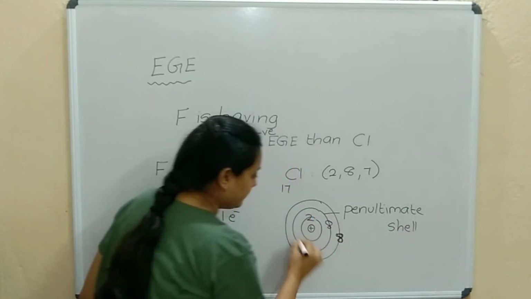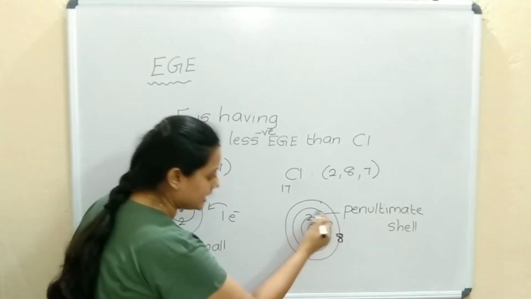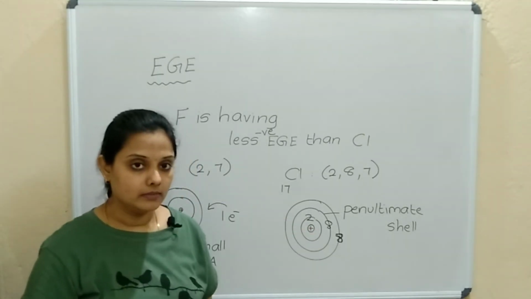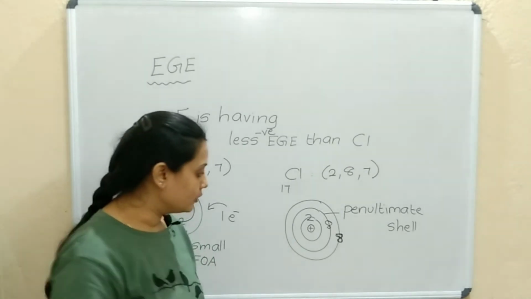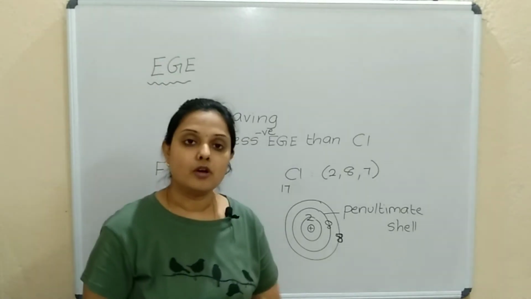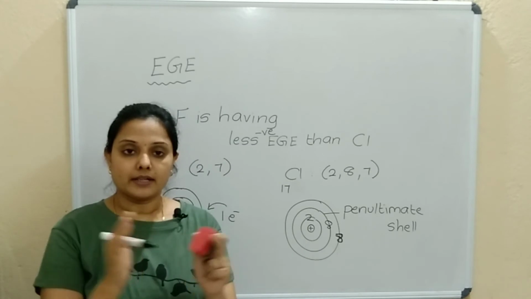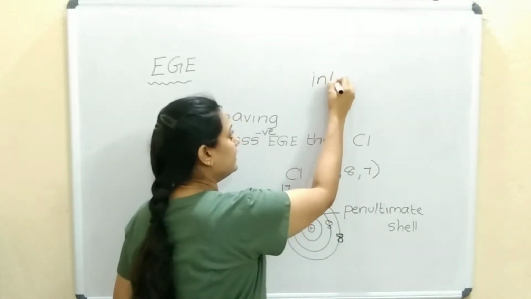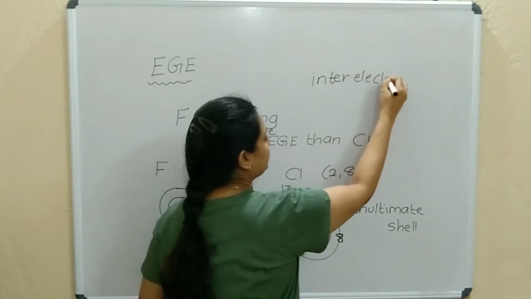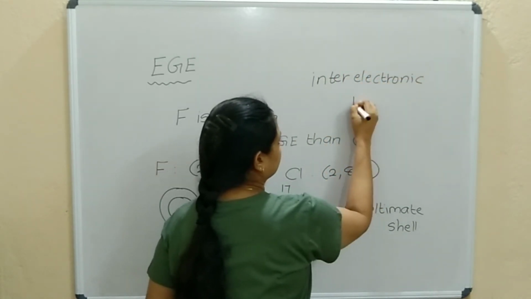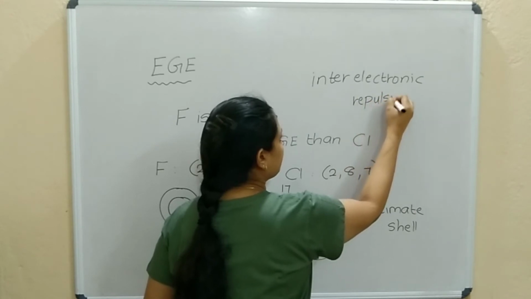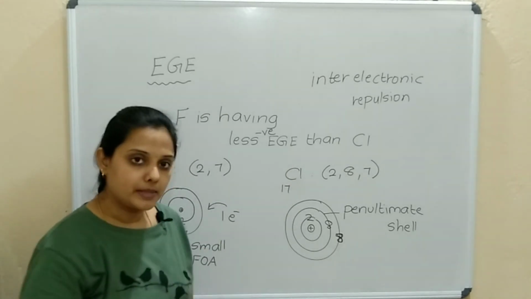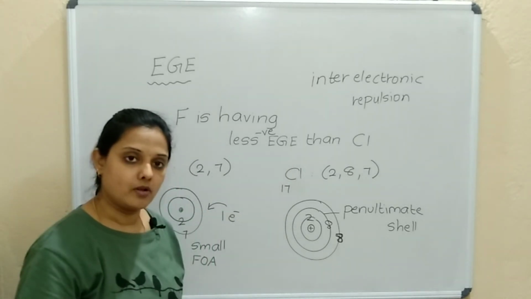So in the penultimate, that is second last, shell, 8 electrons are there. There also the octet is full. That shell is full. So 8 and 8 electrons, what will happen? There will be electronic repulsion, correct? We call it inter-electronic repulsion. Why is it inter? Because it is between the 2 shells. Repulsion between the electrons.